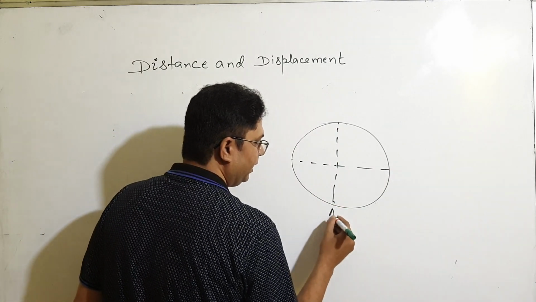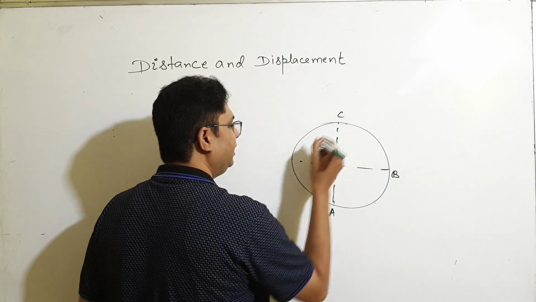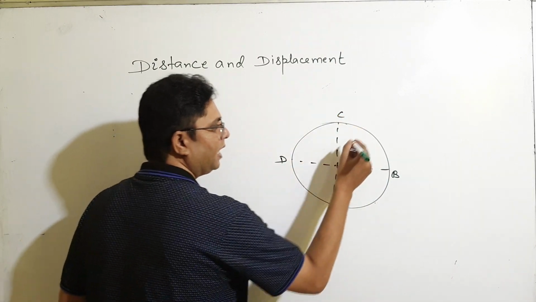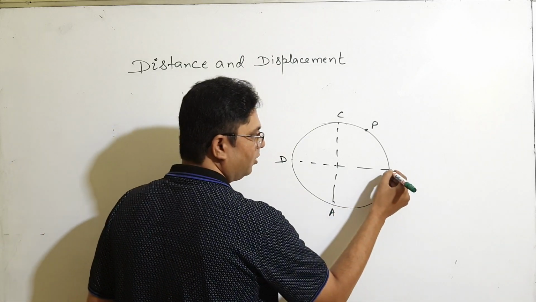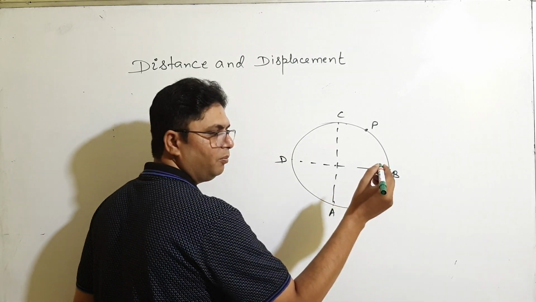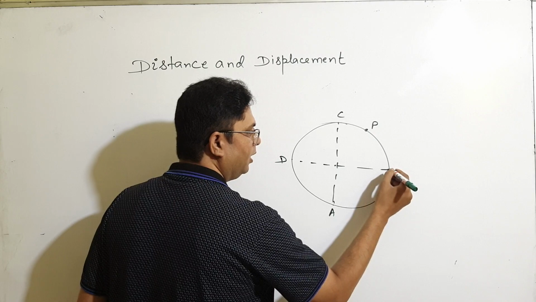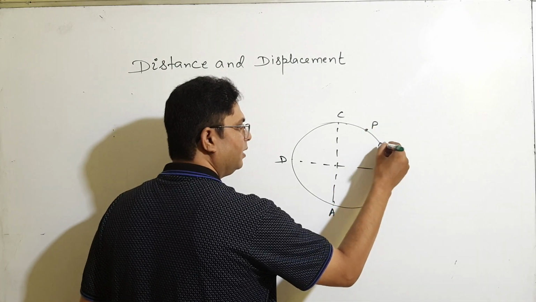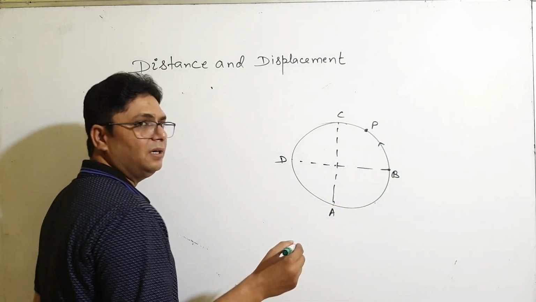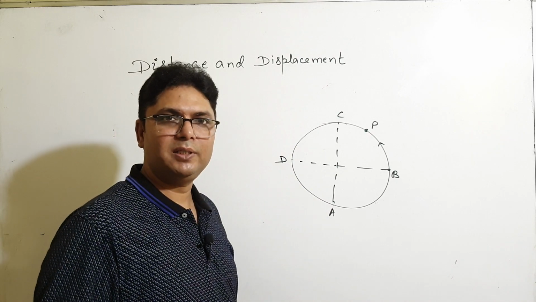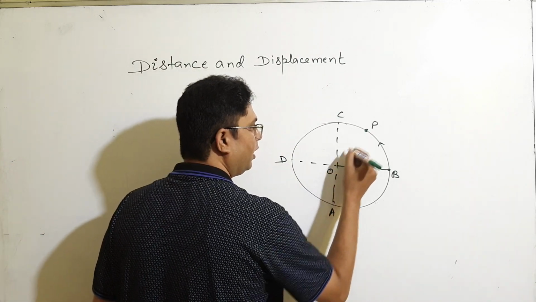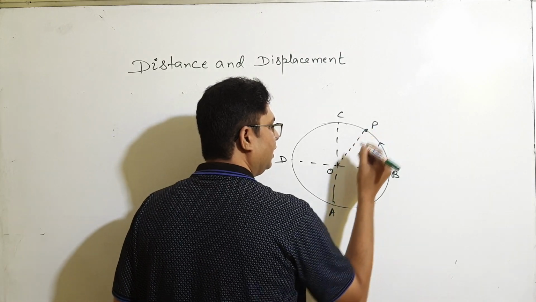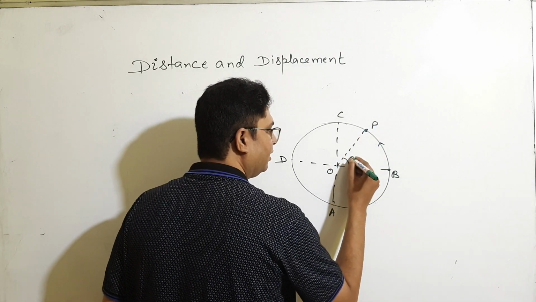We are starting from A, B, C, D. Let us have a point here P. So you start from B and you move to point P. So what will be the distance and displacement covered? For that you have to join this O and P. The angle is here theta.